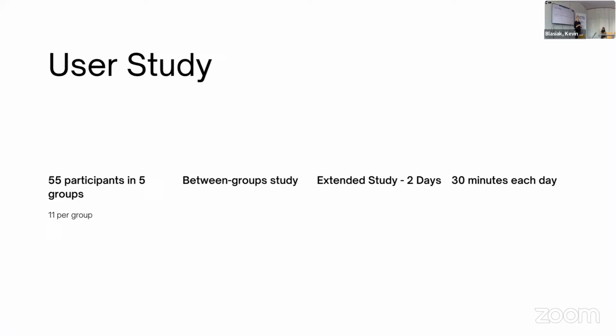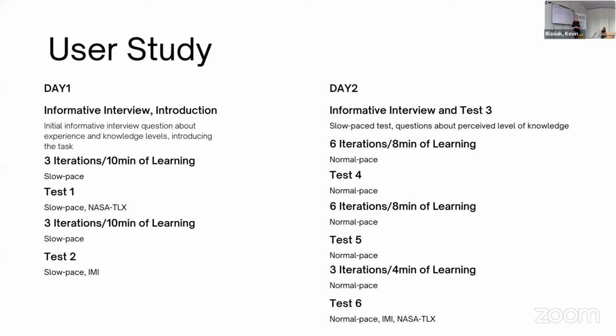So the user study was intended to have 55 participants in 5 groups, 11 per group, but I will talk about my mistake. It was a between group study, which means that each participant participated in only one group and learned with only one mode of feedback. It was an extended study, 2 days, 30 minutes each day. And I will just briefly go through how it looked.